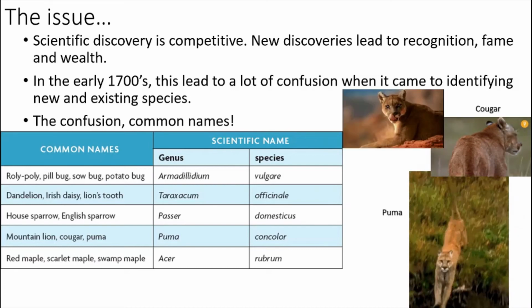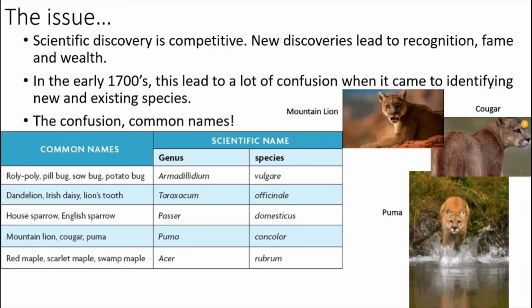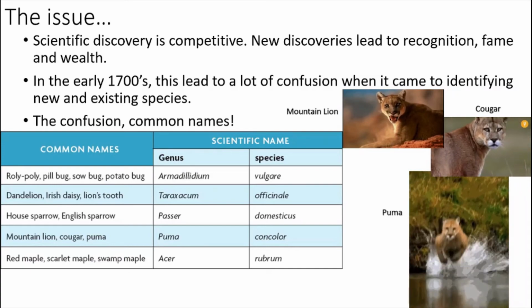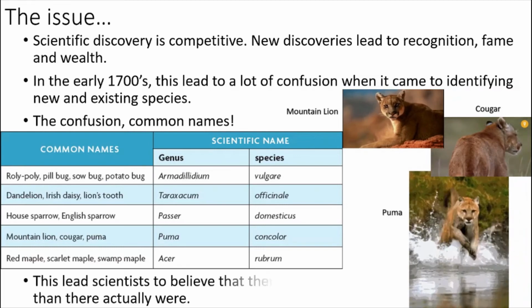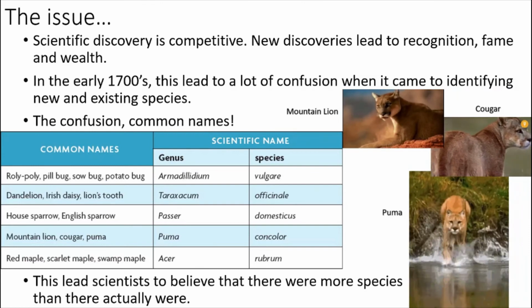Consider the mountain lion. The mountain lion in northern and western parts of the United States is often referred to as a mountain lion. However, in more southeastern states, it's referred to as a puma or even a cougar. This led to scientists believing that there were far more species than there actually were.